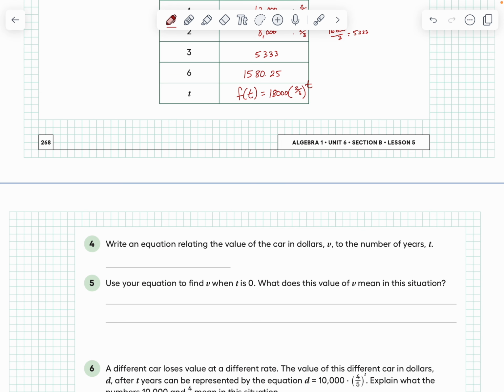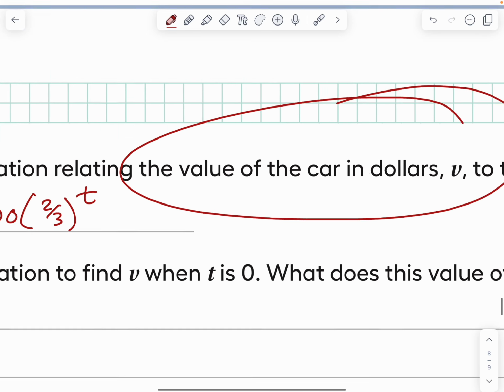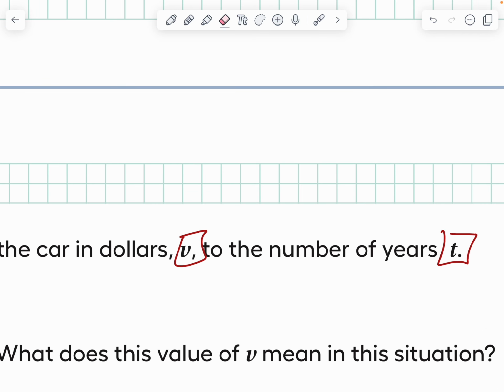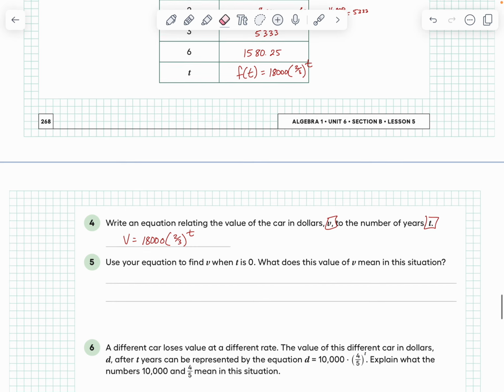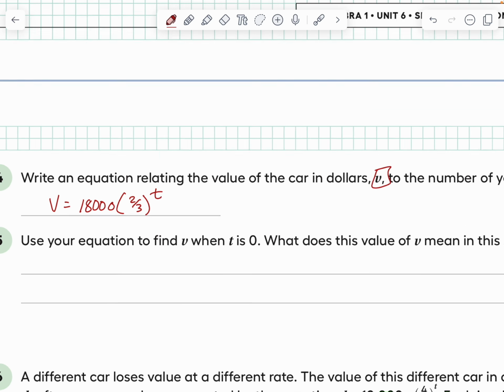So then it says, write an equation. We already did that, but just so we can write it one more time. It was V equals 18,000 times 2/3 to the power of T. And I'm only using V and T because it says V and it says T right there. So I'm writing it the way it requested. And then it says, use your equation to find V when T is 0. Okay, we talked about this one yesterday.